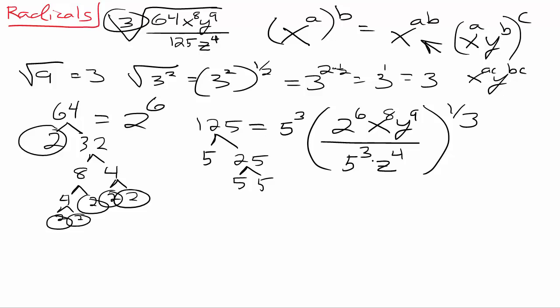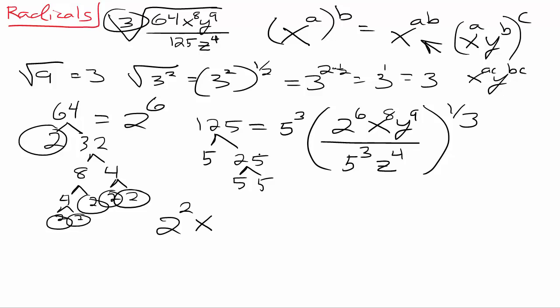But for this one, because it's all just simple multiplication, everything's just multiplied together, and then the whole thing is one big fraction, which is just division, we can just distribute this power, right? We can just put it onto everything. So it's going to be 2 to the 6th to the 1/3. So 6 times a third is just going to be 2, right? So it's going to be 2 squared.